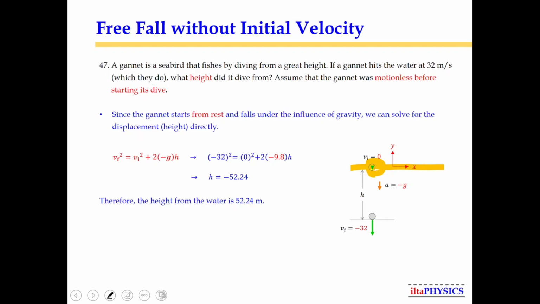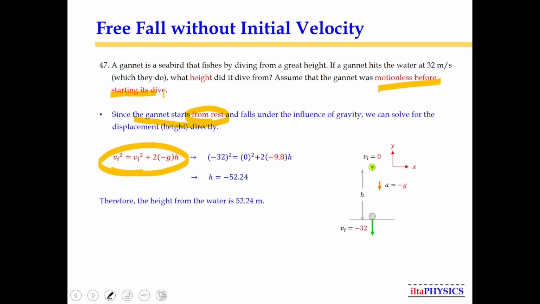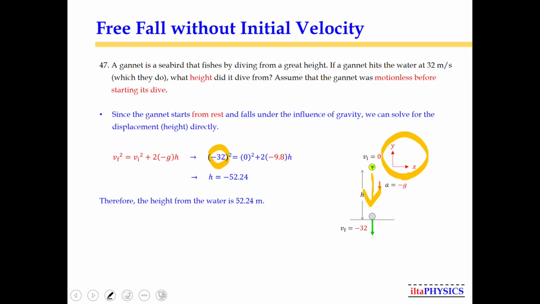Let's do the math. Since we don't have a value for time, we'll use the velocity displacement formula. The hidden condition here is that the bird starts from rest, so the initial velocity is 0. The final velocity is 32 meters per second. One thing to keep in mind here is this. Since the bird is moving downward, the negative direction in our system, the velocity is negative 32. Gravity is also downward, so we plug in negative 9.8. Solving for h, we get minus 52.24.